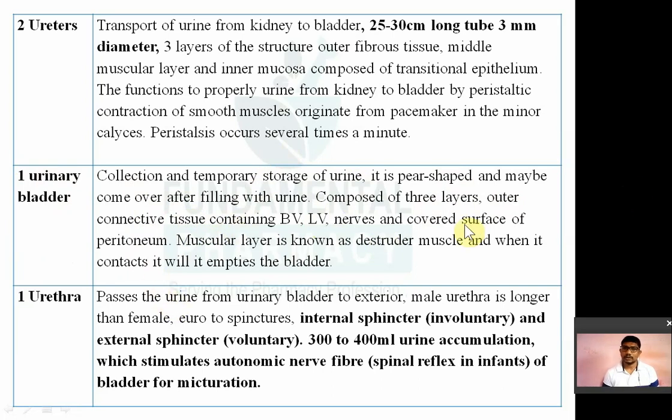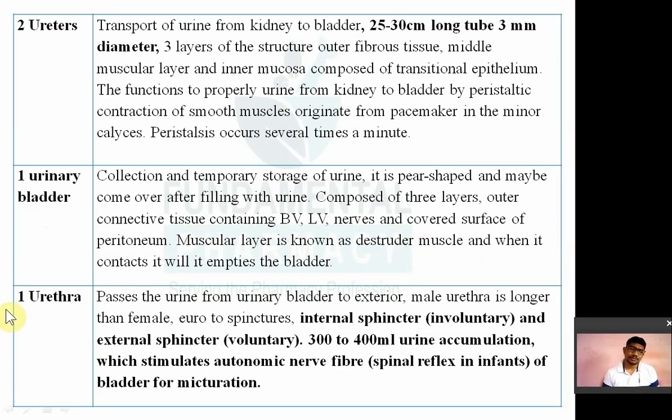Now it is composed of again 3 layers. The outer connective tissue contains nerves and is covered with the peritoneum. The muscular layer is also known as the detrusor muscle. So the muscular layer of the urinary bladder has the detrusor muscle. इसके ऊपर भी क्वेश्चन आ चुका है. So remember, in the urinary bladder, the smooth muscle layer is nothing but the detrusor muscle, and when this muscle contracts, there is emptying of the bladder.